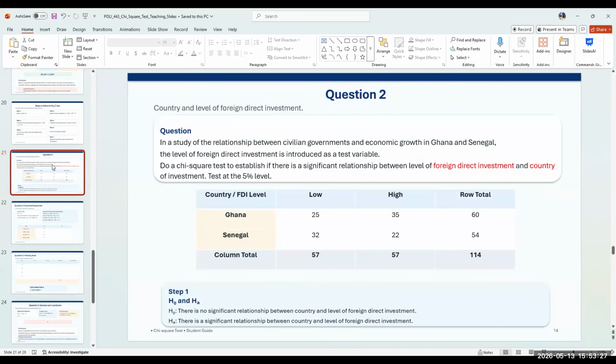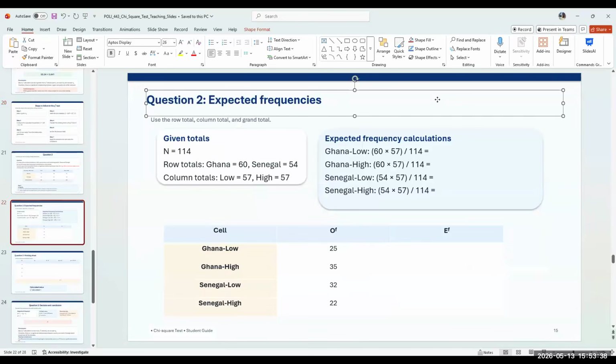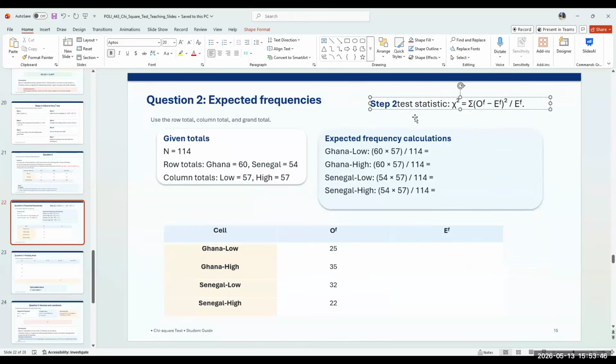Good. So your next step is step 2. We are just going to state our test statistics. So this is step 2, test statistics. The test statistic over here, you put them here: S squared is equal to sigma. This is my formula. This is my test statistics. This is what I have here.